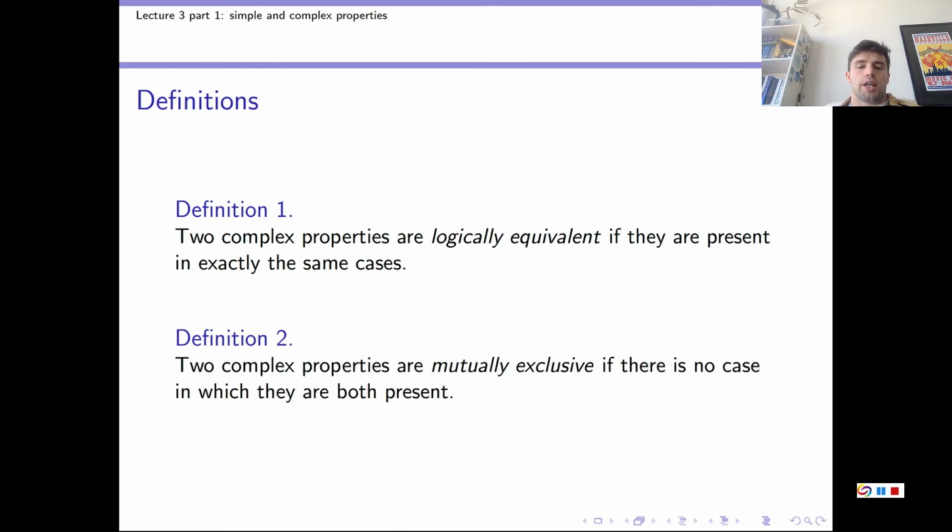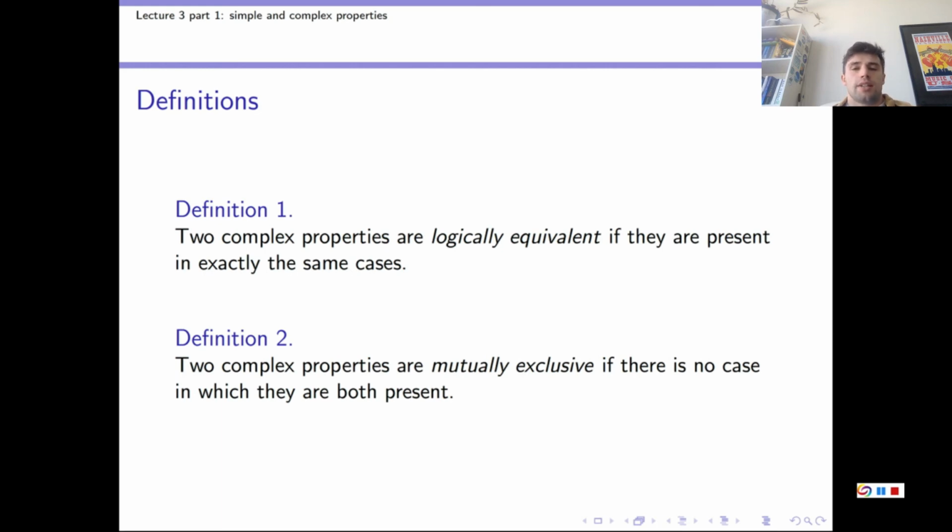And we say that two complex properties are mutually exclusive if there's no case in which they are both present. So to check whether two complex properties are mutually exclusive, you construct the presence tables for each of them, and you look at the columns for the two properties being compared, and you see whether there are any cases in which they're both true. And if there are not, then they are mutually exclusive. Now, notice that the terms logically equivalent and mutually exclusive are the same terms we used before when we were talking about statements. It's just that really there are two separate definitions. There is one for statements and there's another for complex properties.